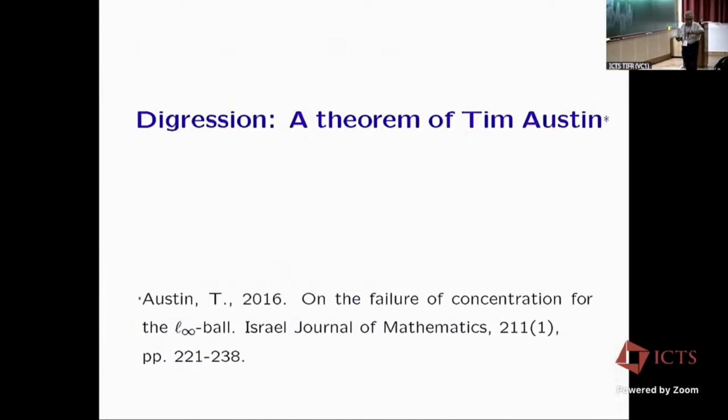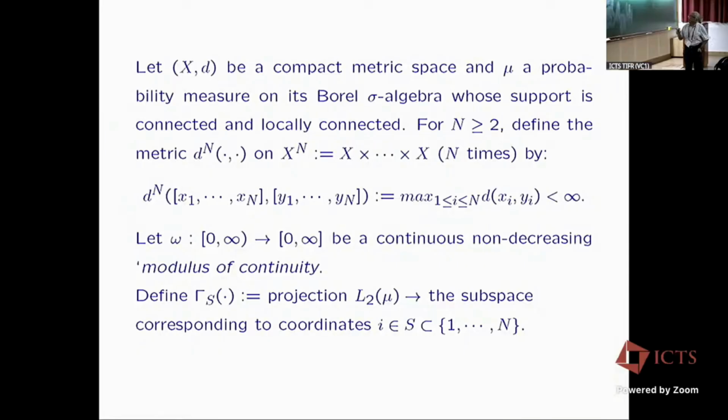So I'm going to digress a bit to advertise one result which I am not going to use for any specific purpose, but it motivates my formulation. And I also think it's a nice result which should be better known, due to Austin and Response. So let X, d be a compact metric space and mu a probability measure on its Borel sigma algebra.